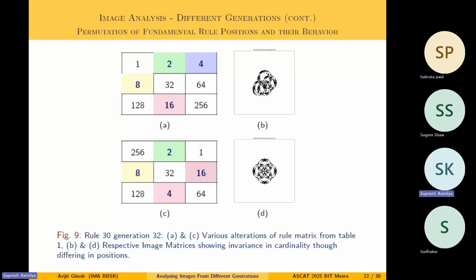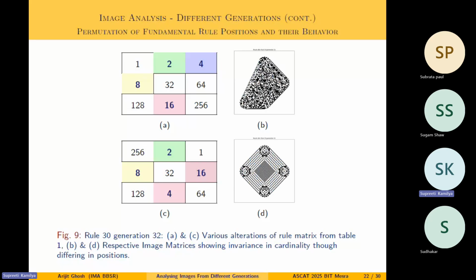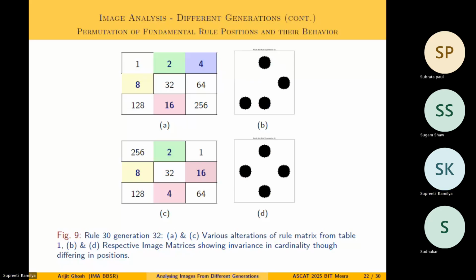We go to the fundamental rule matrix that I have already shown in the first slides. So we have just permuted, we have just rearranged the rules, and after that applied rule 30 for generation 32. Now we got to see the number of images being formed. Since rule 30 is a group 4 rule, surely we will get 4 images being formed at the generations of 2 to the power k.